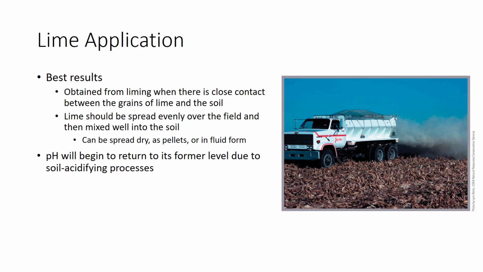The most important consideration is reaction time because it takes a few months for lime to break down in the soil. If faster action is needed, the grower can use fluid lime, hydrated lime, or more finely ground lime grades. It is worth noting here that when pH is adjusted by liming, pH begins to return to its former level, since soil acidifying processes continue to operate after liming.